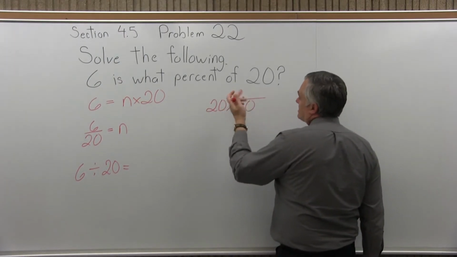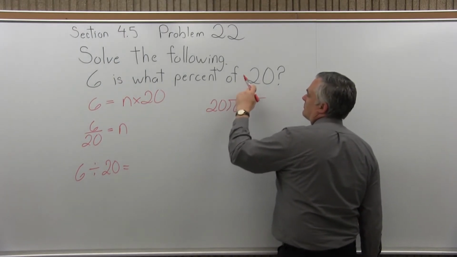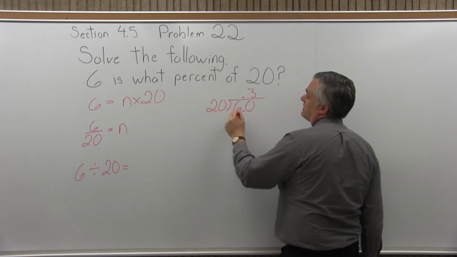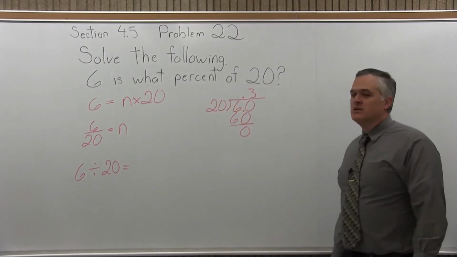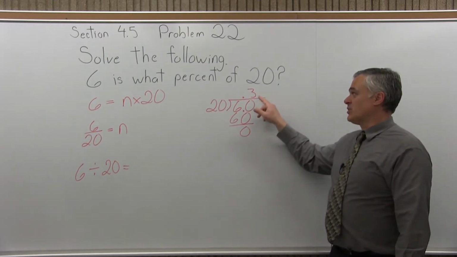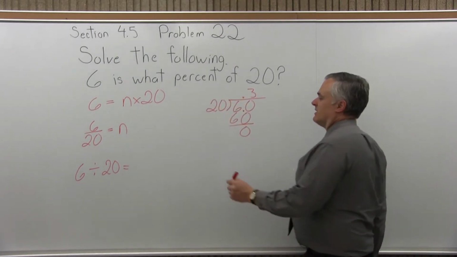So 20 times 3 is 60. So I have 0.3, right? 3 times 20 is 60. 60 minus 60. It goes in nice and even, no remainder. So the answer as a decimal is 0.3, but again, we want that as a percent.